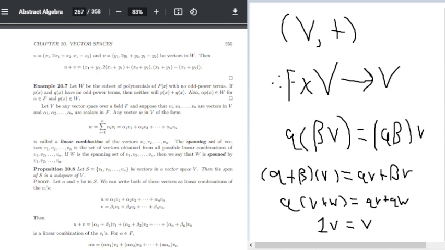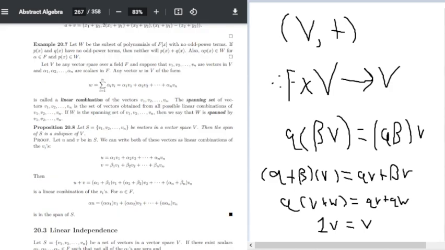If W is the spanning set of v1, v2 to vn, then we say W is spanned by v1, v2, ..., vn. One way to write this is basically saying we're given some vectors, and W is a collection of all vectors that are the scalar multiplications, the linear combinations of these, because we're letting the alpha i's be arbitrary scalars in this. But the vi's are fixed.